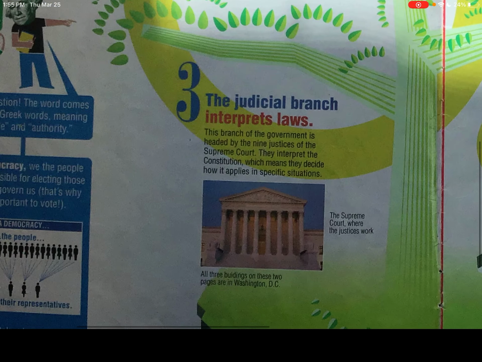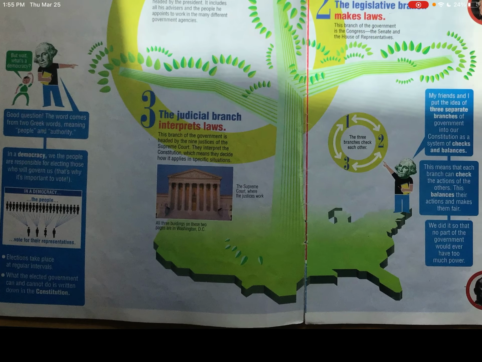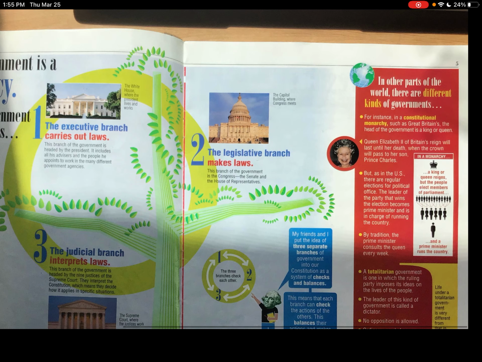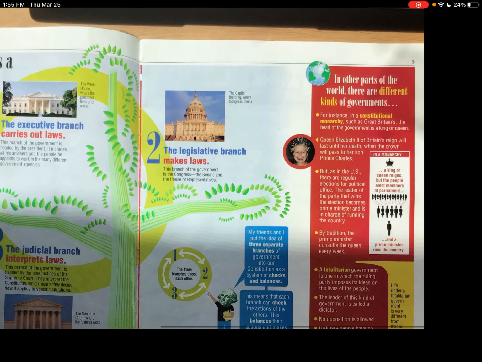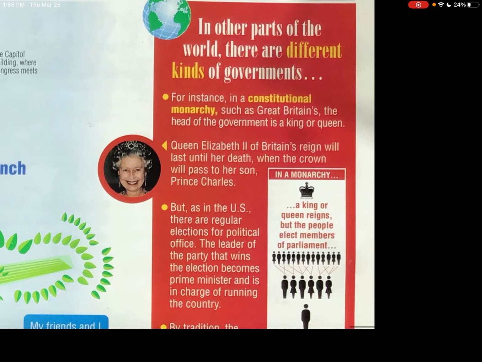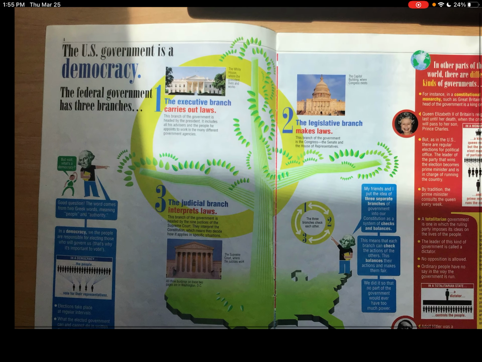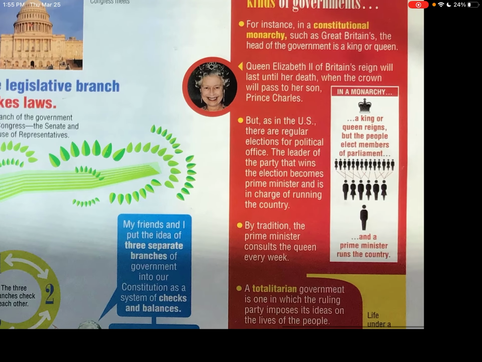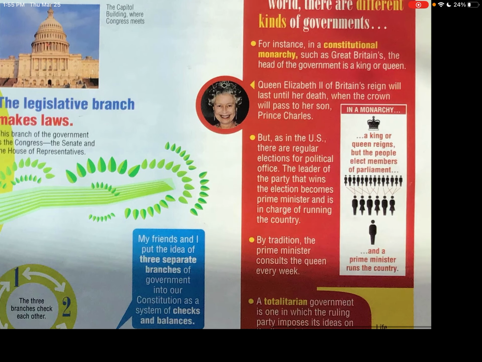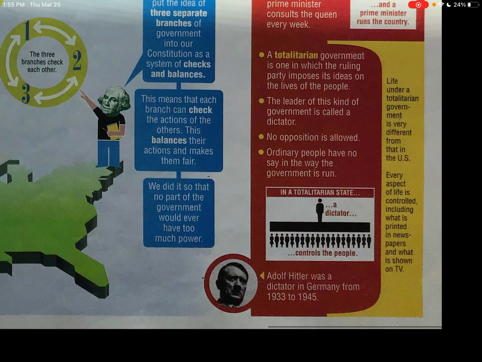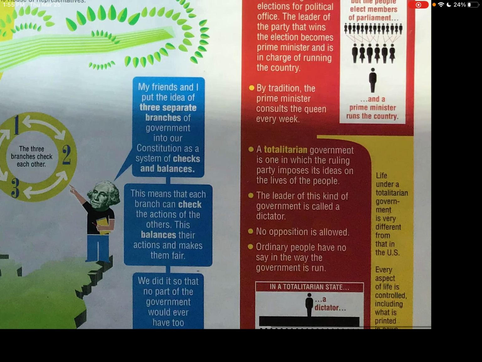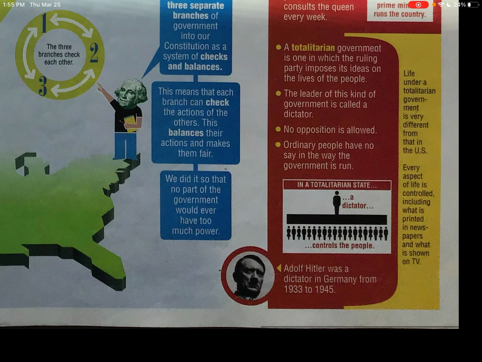Number 3, what kind of government does the United States have? Well, for example, do we have a monarchy, which is described right here on the right side of pages 4 and 5? Do we have a monarchy, such as Great Britain's, where the head of the government is a king or queen? Do we have a totalitarian government, which is one of those things involved with a dictatorship.